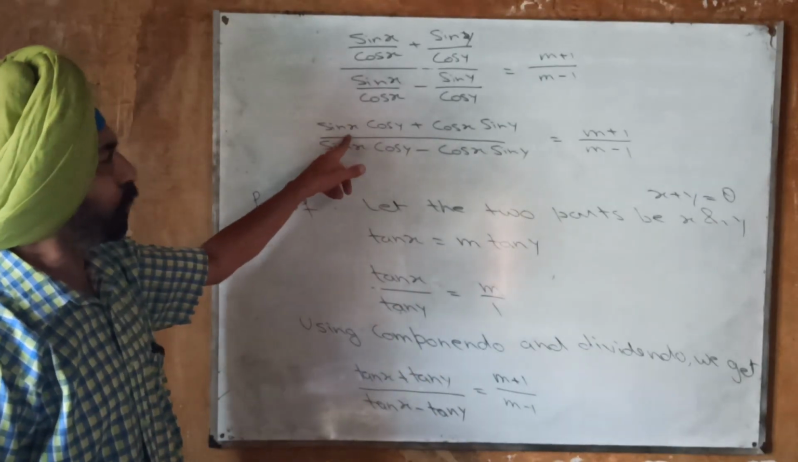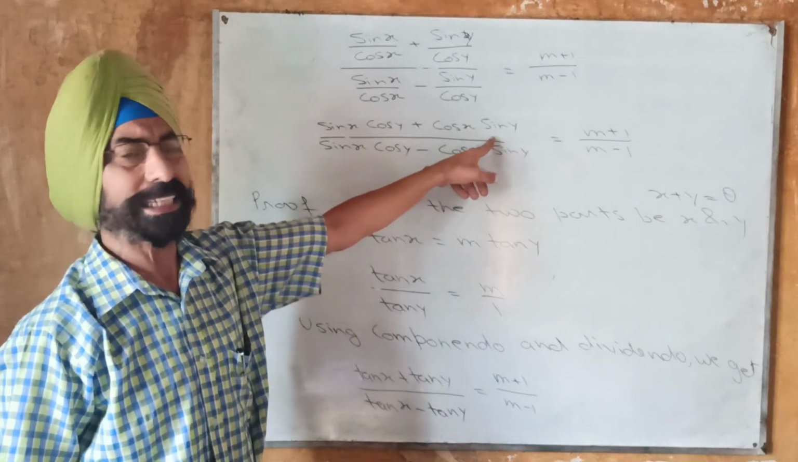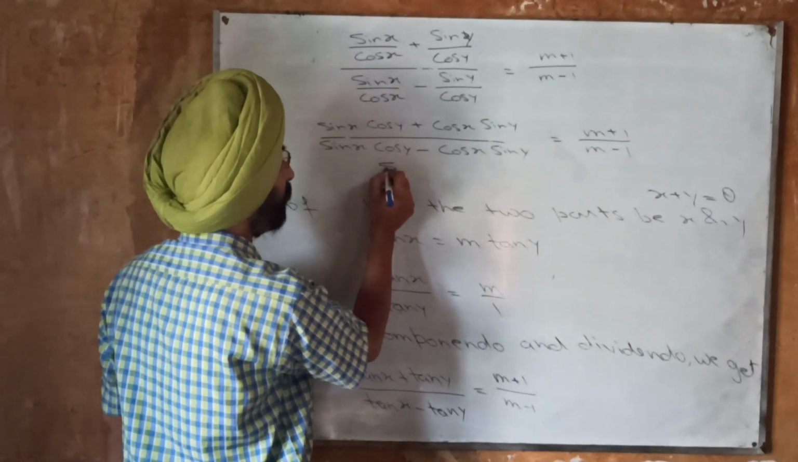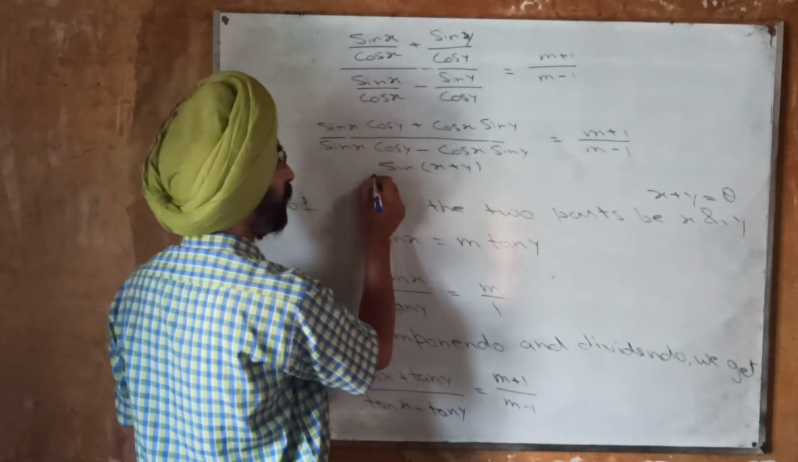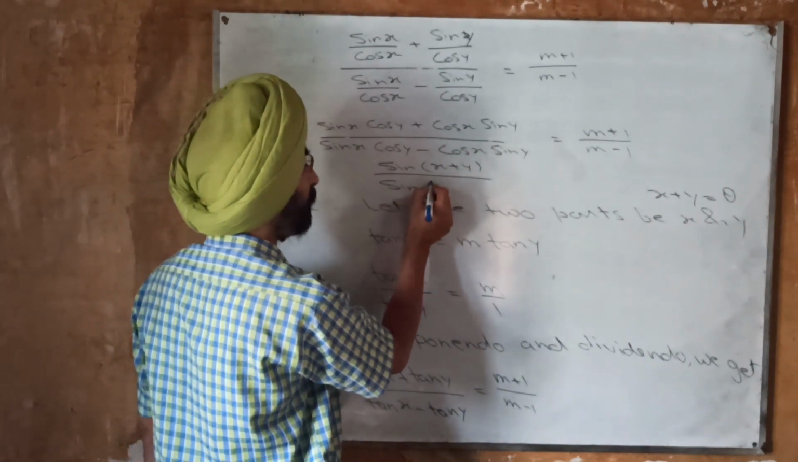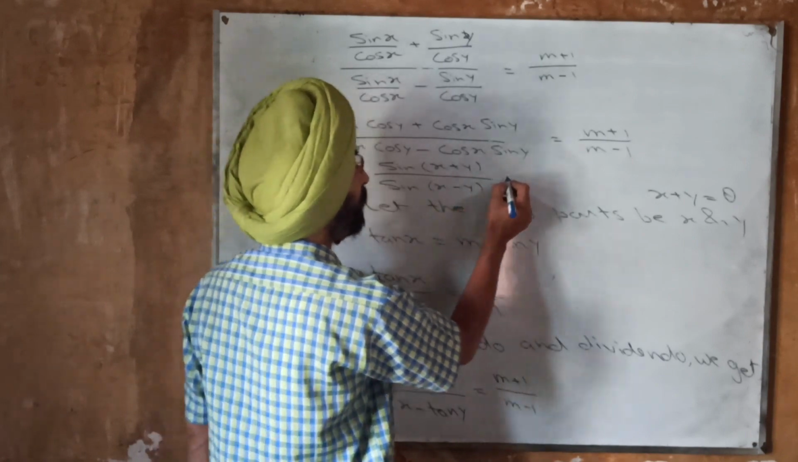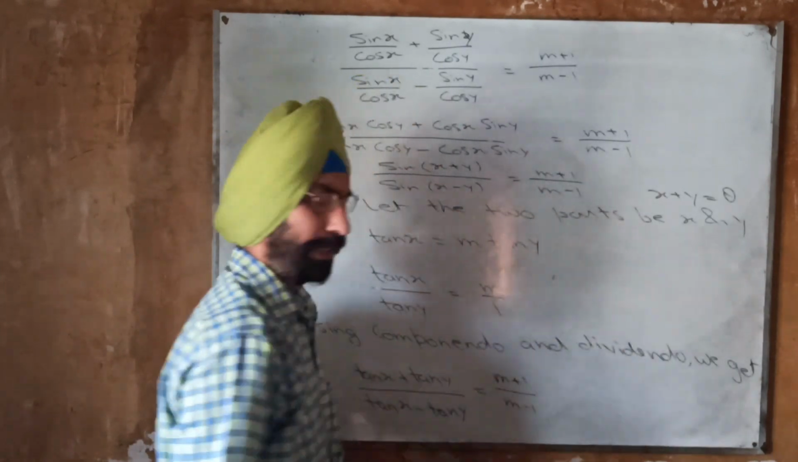Now this sin x cos y plus cos x sin y is the formula for sin (x plus y). So you will get sin (x plus y) in the numerator divided by, similarly, in the denominator there is the formula for sin (x minus y), is equal to m plus 1 over m minus 1.